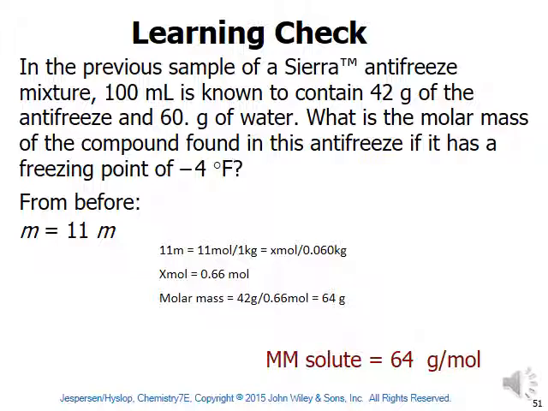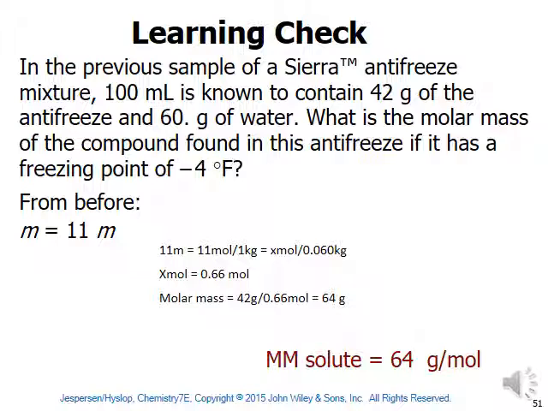We're going to use the last problem's information where we found the molality is 11 molal. So 11 molal means 11 moles per 1 kilogram of solvent. We don't know how many moles of our substance we have. We know how many grams it is, but we don't know how many moles. And we know the kilograms of the water is 60 grams, or 0.06 kilograms. So, just solve for x, the amount of moles.